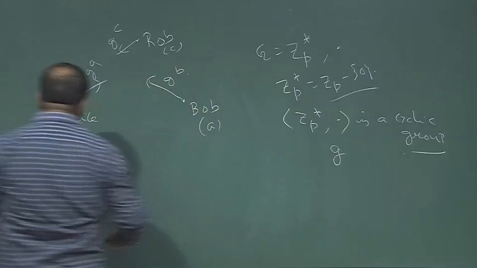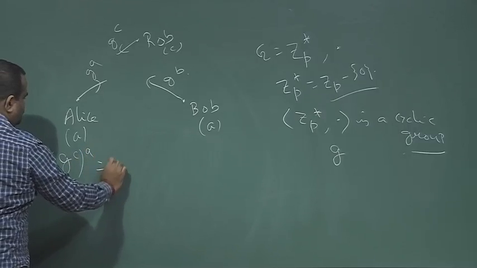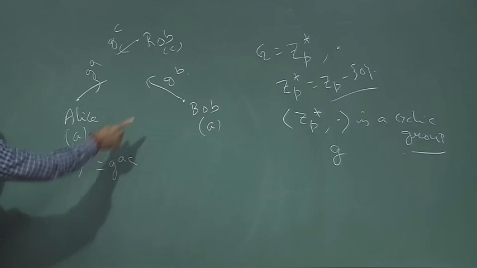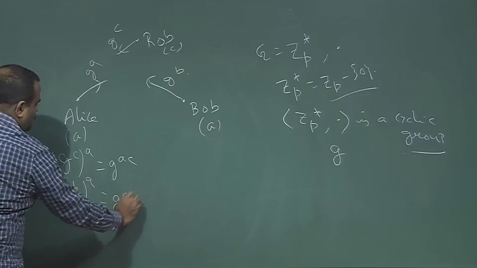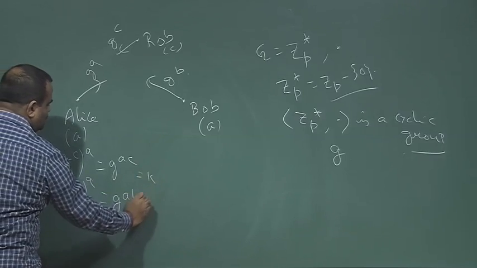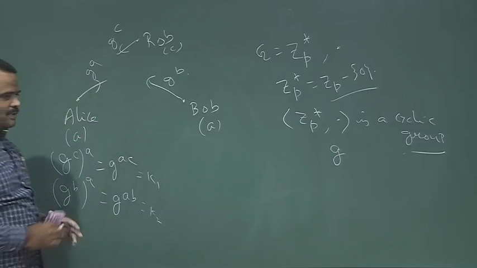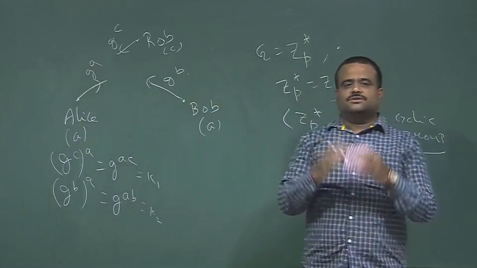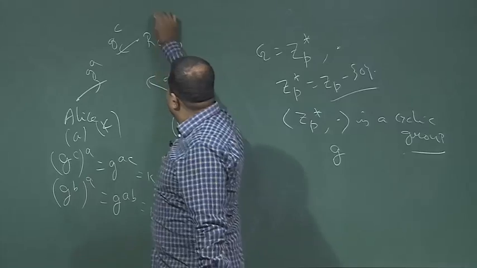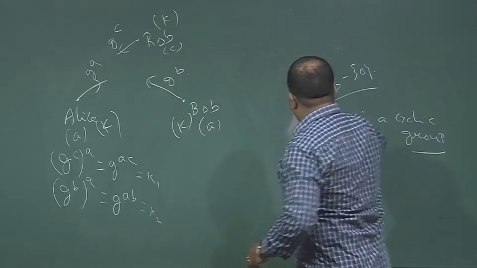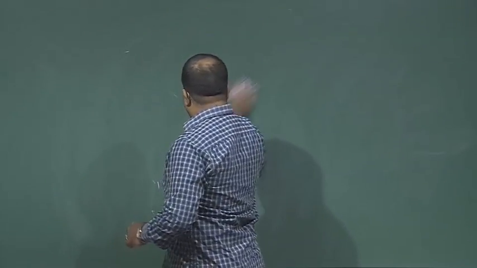Say Alice receives g to the power c, so Alice computes g to the power c, to the power a, which is g to the power ac, obviously mod p. Alice also receives g to the power b from Bob, so g to the power b, to the power a, which is g to the power ab. So this is K1 and this is K2. Each party receives a pair of keys to communicate with the other parties. But we do not want that. We want these 3 parties to agree on a single symmetric key K. How can we achieve that? That is not possible in 1 round, so this is a 2 round protocol.